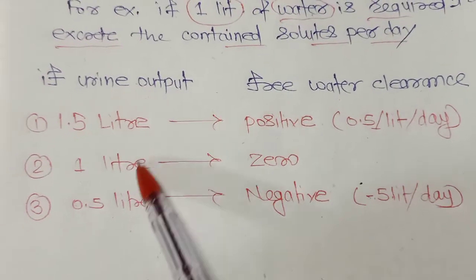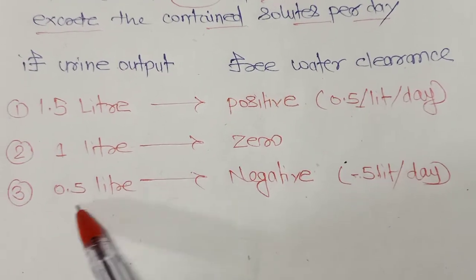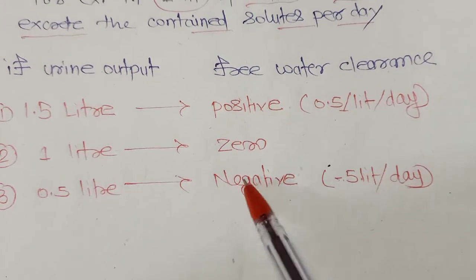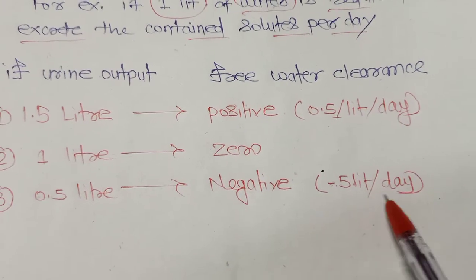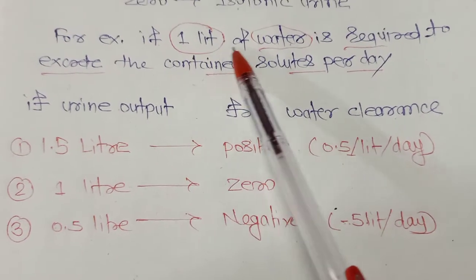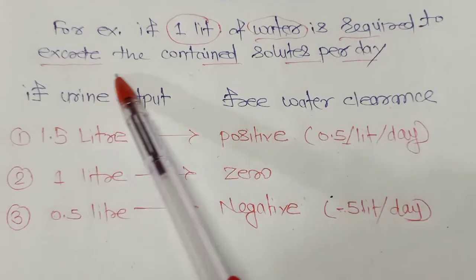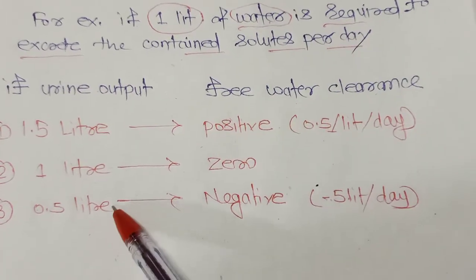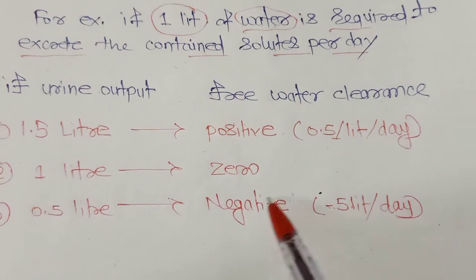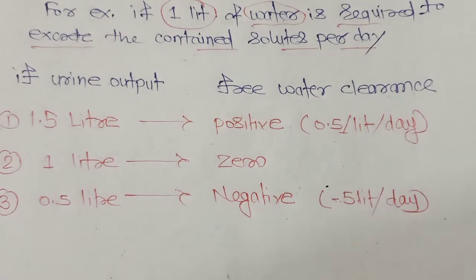And if urine output is only 0.5 liter, then free water clearance is negative 0.5 liter per day, because 1 liter of water is required to excrete the contained solutes per day, and we have a urine output of only 0.5 liter. So free water clearance is negative. So this is the basics of free water clearance.